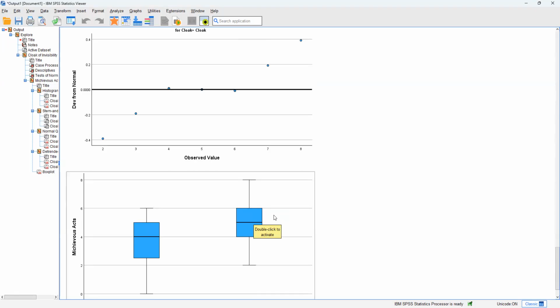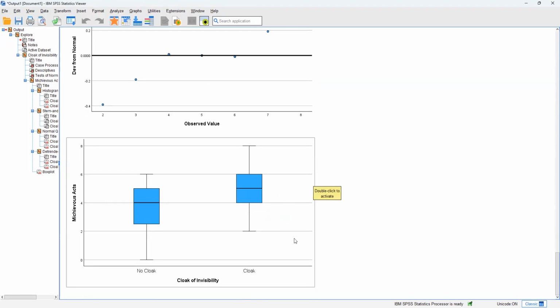If we look through some of the other data, the box plot, we can see, just like the means indicated above, that the cloak condition tends to have a little bit more mischievous acts than the no cloak condition, although there is a good deal of overlap between these two groups. We have a significant number of cases in both conditions. So we really need that independent sample t-test to determine if there's a significant difference between these two groups on the dependent variable. So let's run that.